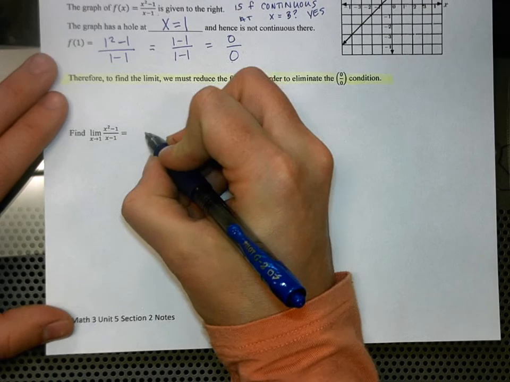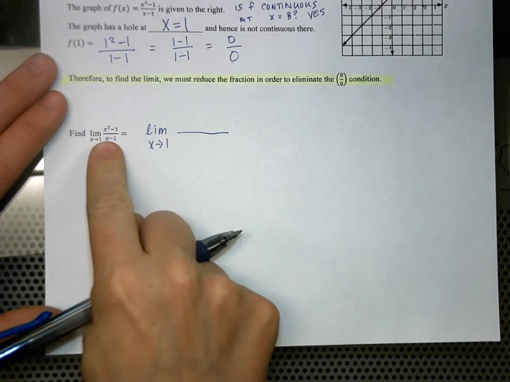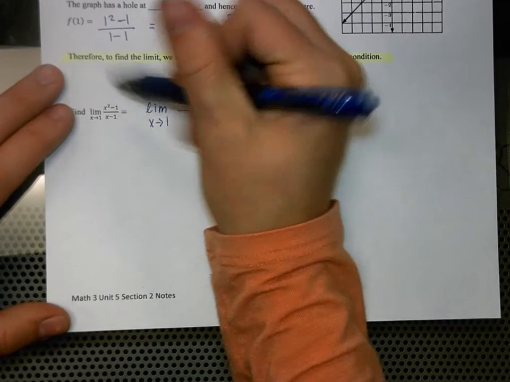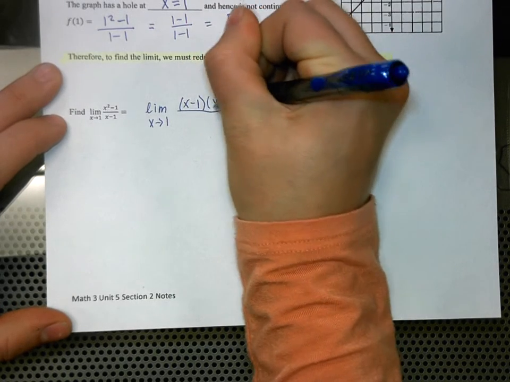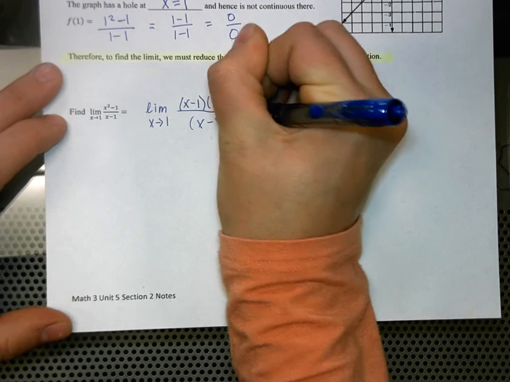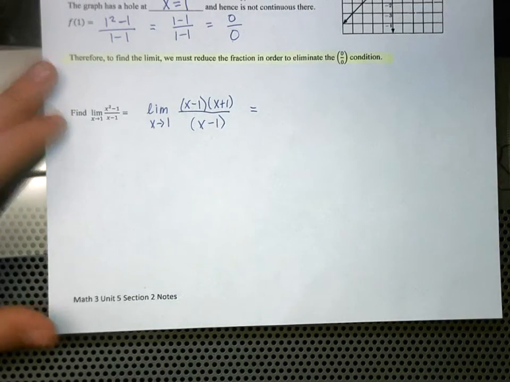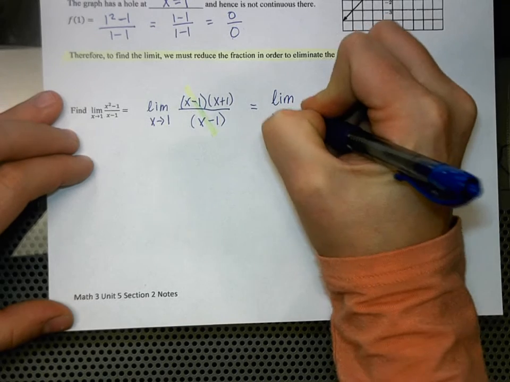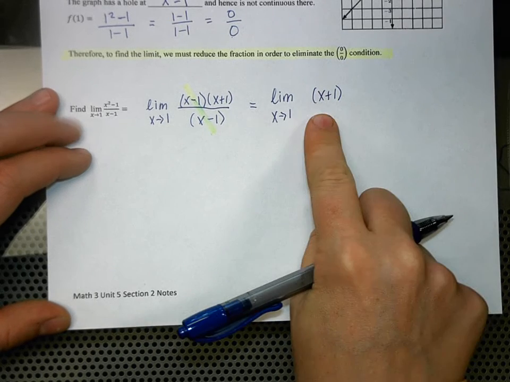So we are going to rewrite this limit in order to simplify the fraction. So in order to simplify rational expressions, we have to factor, right? So I'm going to factor the numerator. And my denominator's already completely factored. But now I notice that I can reduce this, right? So x minus 1 over x minus 1 is 1. Therefore, this is equal to the limit as x approaches 1 of x plus 1 over 1, or just x plus 1.